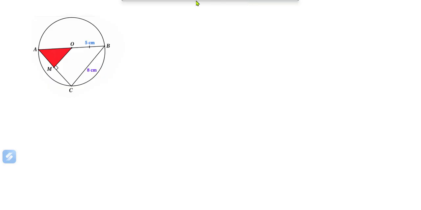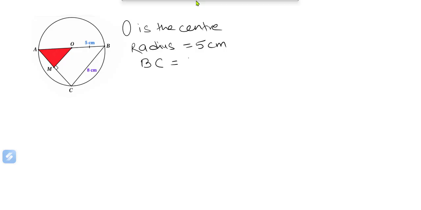So some of the information that we have is: O is the center, radius is equal to 5 centimeter, the length of BC is 8 centimeter, and OM is perpendicular to AC. So these are some of the information that we have.